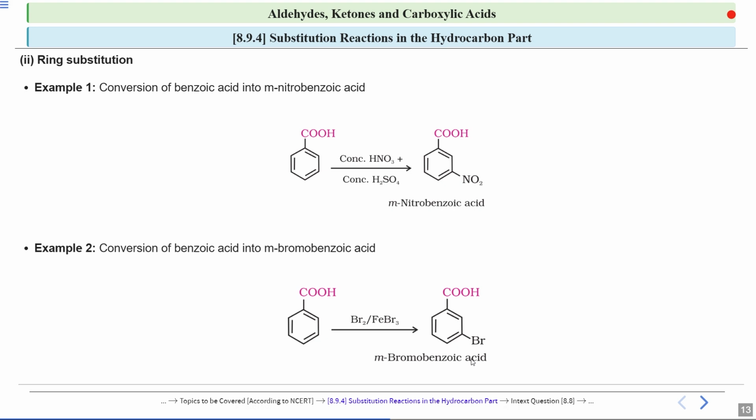Whenever a carboxyl group is attached, you will see that this group is a meta-directing group, because the electron density is more at the meta position compared to the ortho and para positions. So the incoming group will come and attack at the meta position.